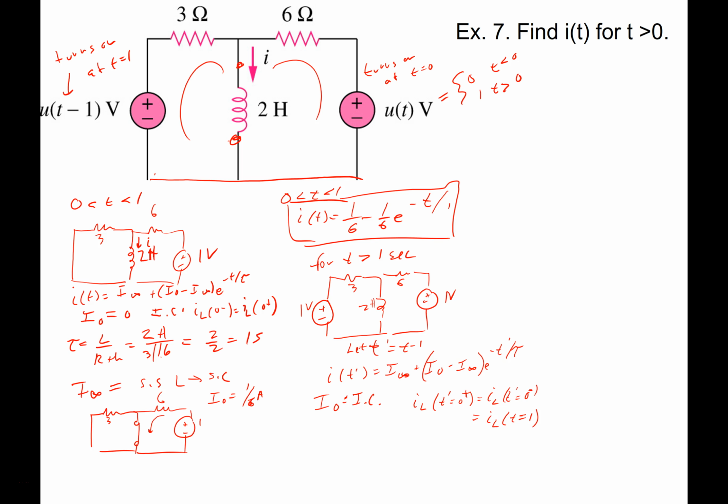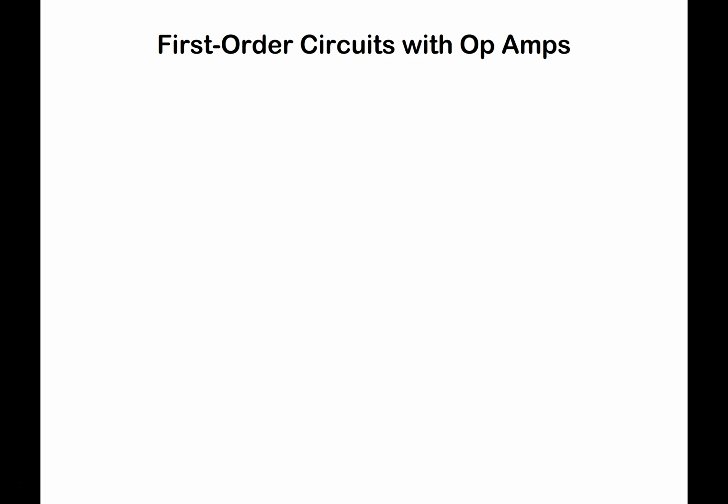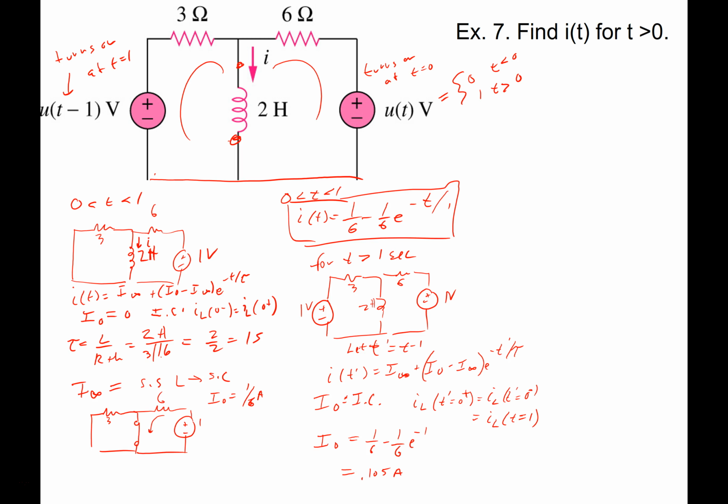So our I0 then is going to equal just that formula. It's going to equal 1/6 minus 1/6 e to the minus 1. And that's going to equal 0.105. So that's where we got to right when the second source turned on. That makes sense.